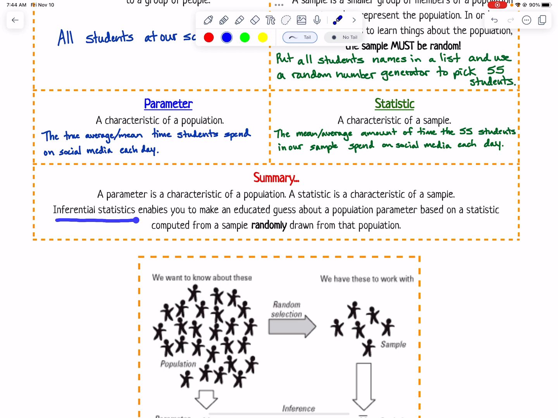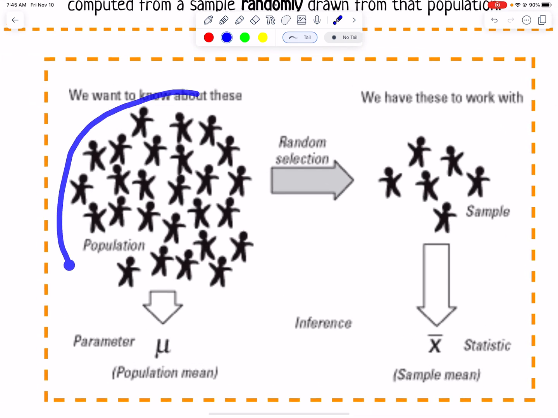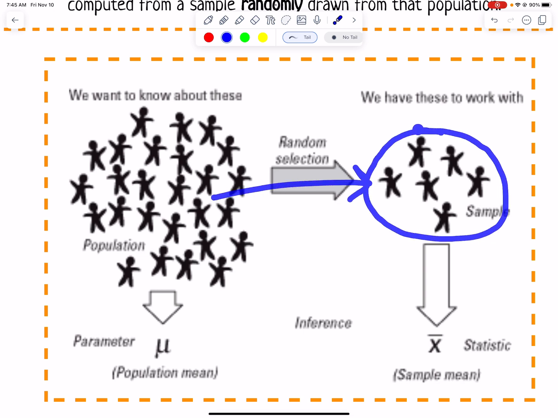Inferential statistics enables you to make an educated guess about a population parameter based on a statistic computed from a sample randomly drawn from that population. So in summary, again, down here is a nice visual example. We want to know something about a population, but it's always very difficult to gather your entire population. So instead, we gather a random sample where each member of the population had an equal chance of being chosen. So our sample represents the population well. And then we're able to find out something about that sample, and it helps us to infer, or make an inference about, the parameter, which is what we're really looking for.